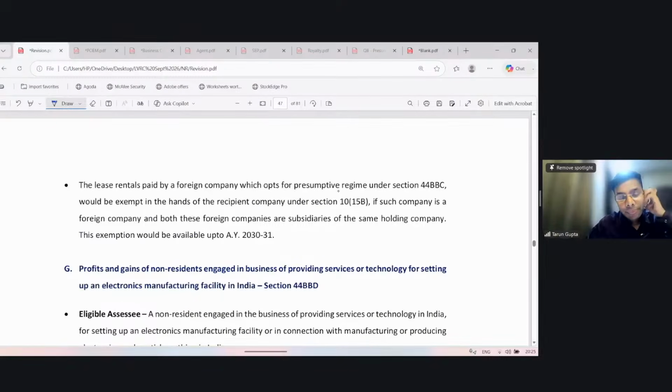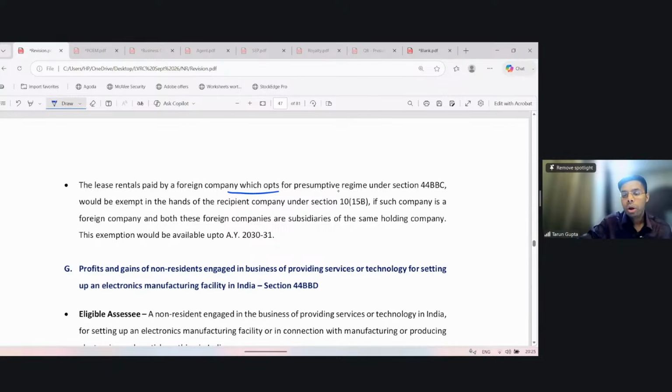Now, one benefit is given. The lease rent paid by a foreign company which opts for the presumptive regime under Section 44BBC will be exempt in the hands of the recipient company under Section 10(15B) if such company is a foreign company and both these foreign companies are subsidiaries of the same holding company. This exemption is available up to assessment year 2030-31.